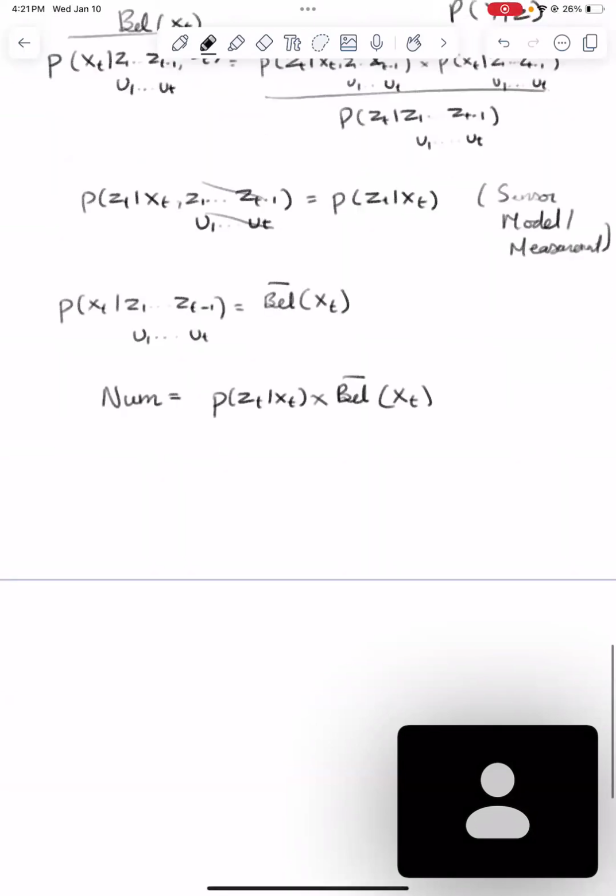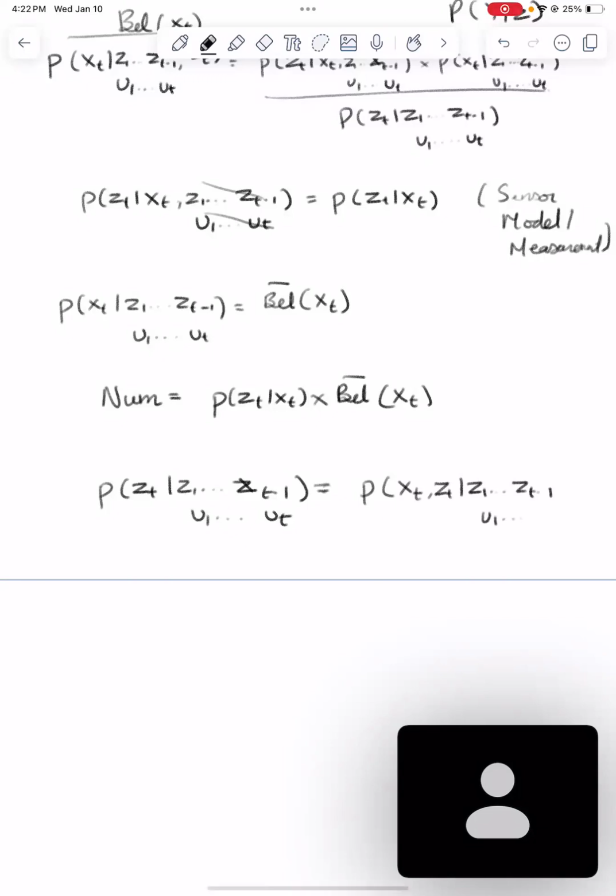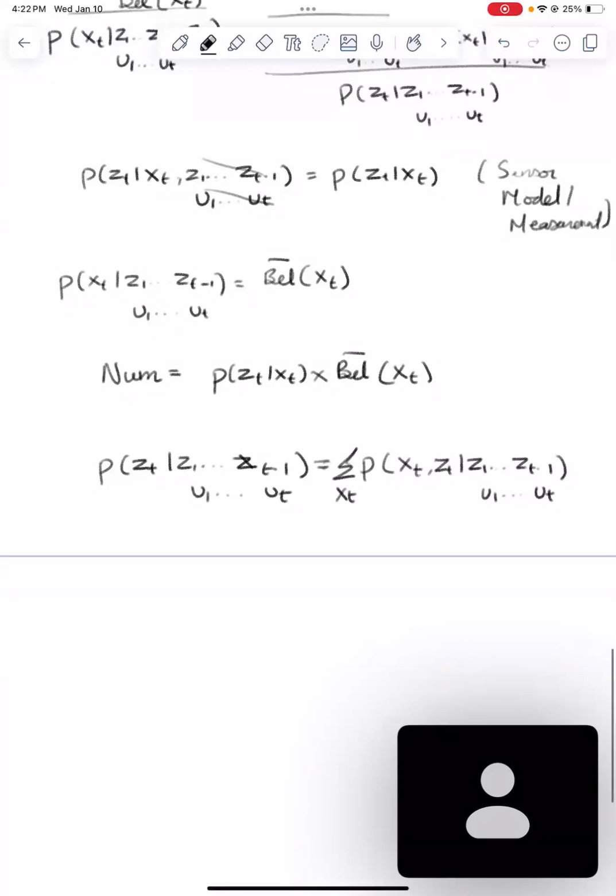And then the denominator is P of zt given z1 to zt minus 1 given u1 to ut, right? But now, using our knowledge of conditional probability, we can write this as P of xt comma zt given z1 to zt minus 1 and u1 to ut summed up over xt, right? Same trick we did earlier.